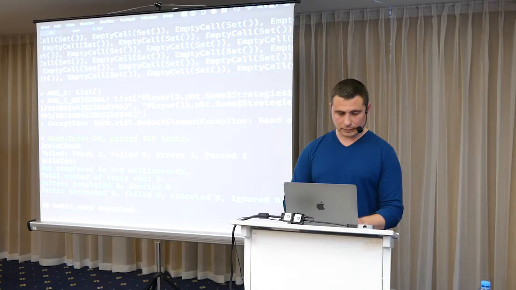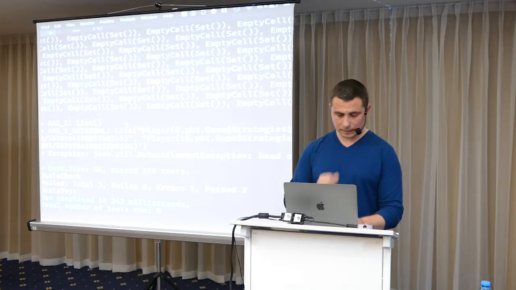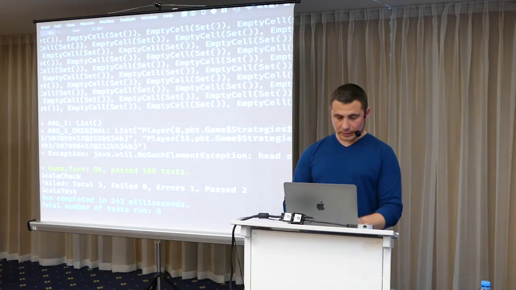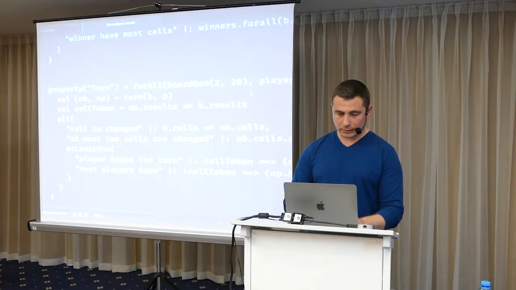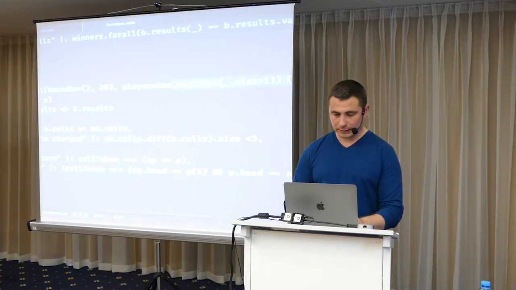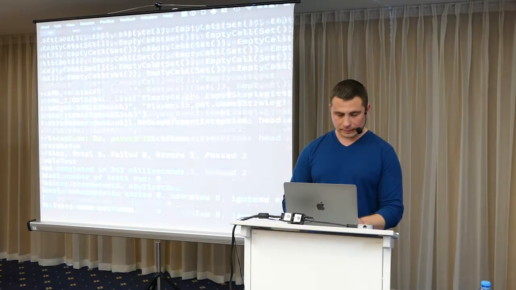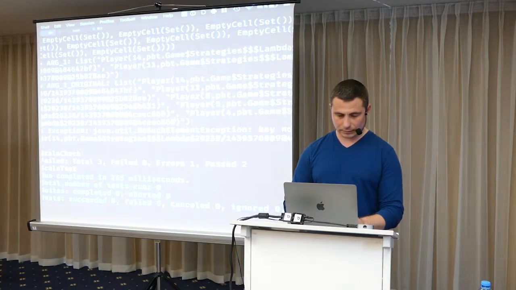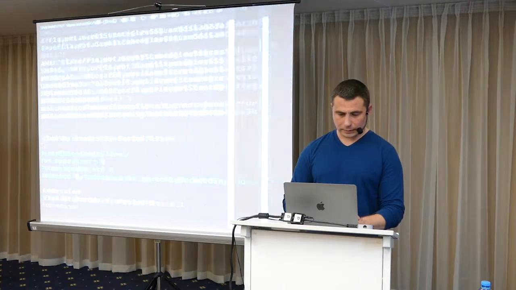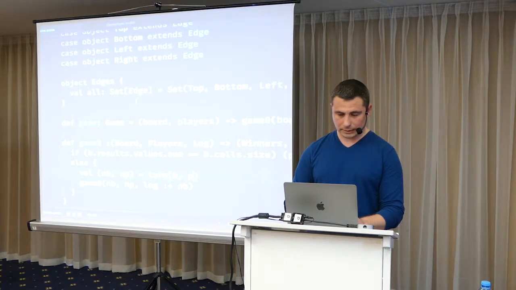And what do we have? So we have our turn still passing, we have the move which is still okay, and we have a game which is not okay. Why is that? No such element exception, head of an empty list. So we probably need to constrain our players in the same way here. And we still have the same problem. Okay, not found.